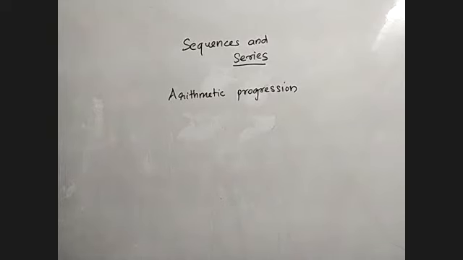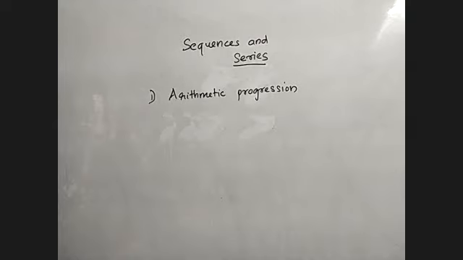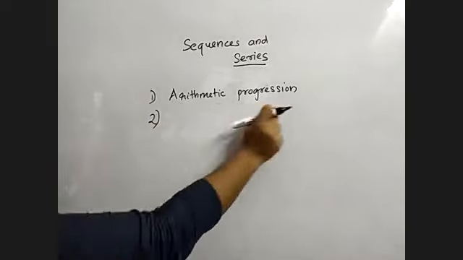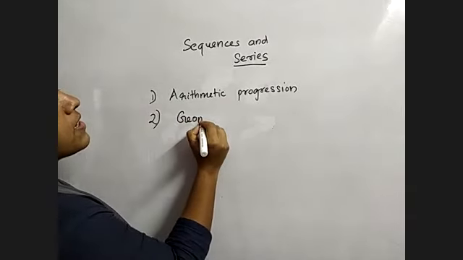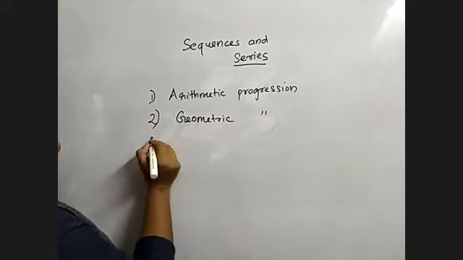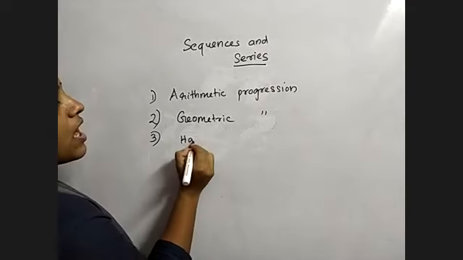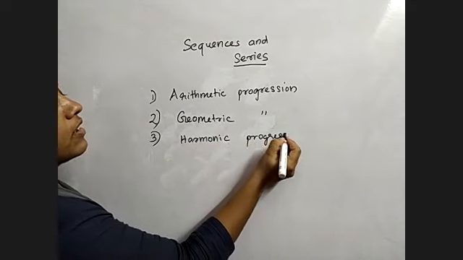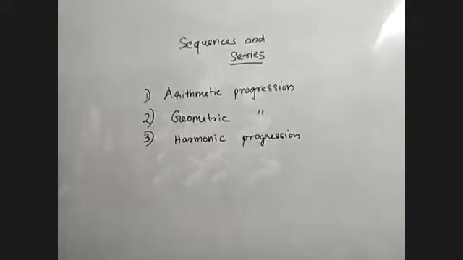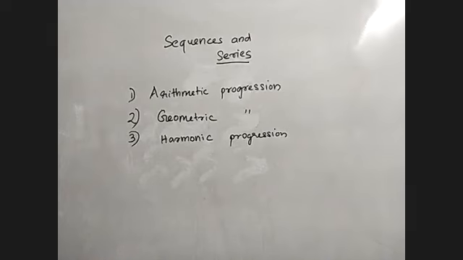We are going to study three types of sequences. One is arithmetic sequence or arithmetic progression, which you might have studied in your 10th standard. Then next is geometric progression, that you might have studied in your 11th standard. Then the third one is harmonic progression, that is new to you. So there are three kinds of sequences: arithmetic progression, geometric progression, and harmonic progression.